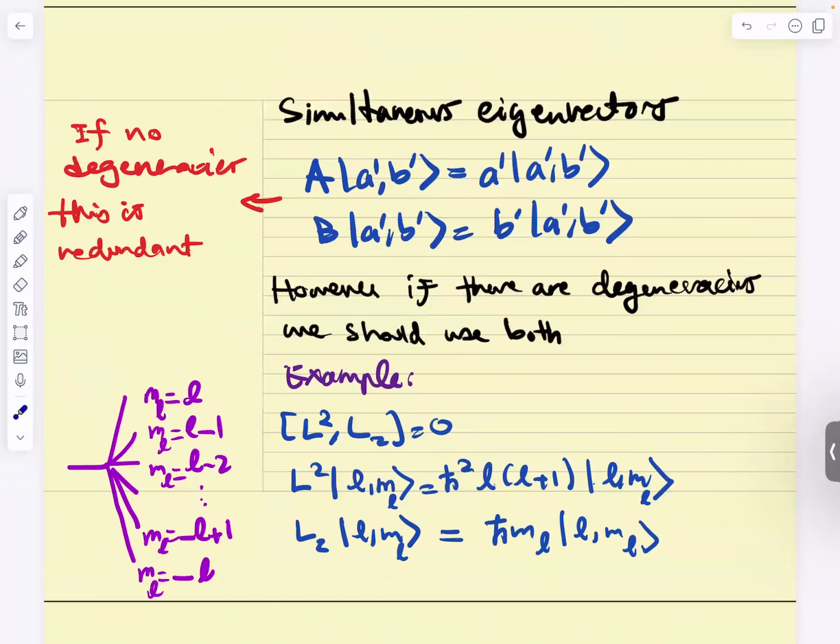Now, for a second, let me use a stupid notation, which is I'm going to write this ket. I'm telling you it's stupid notation, but I just want to make a point. I'm writing ket A prime, comma, B prime, as in, this ket is simultaneously the eigenket of A with eigenvalue A prime and eigenket of B with eigenvalue B prime. This is redundant. Why do I call it stupid? Because it's redundant. Hopefully I made the point that it's redundant.